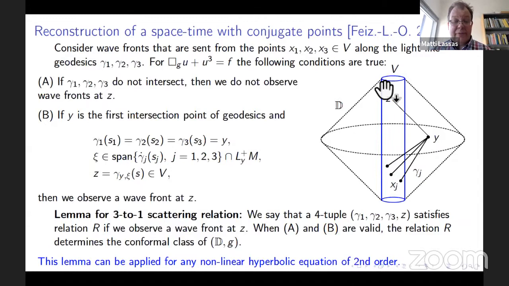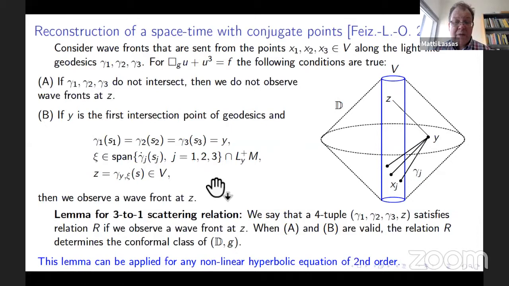Then there is a result that follows very much the microlocal theory, how singularities interact. If the geodesics intersect at point y, let s1, s2, s3 be the parameters where the intersection happens. Let's assume that xi is a vector in the span of the velocity vectors of these geodesics at the intersection point, and also that it is light-like. Then if you go from point y in direction xi along the geodesic, and we return back to the observation domain V, say that we come to point z, then it holds that we observe a wavefront in z. So when we send three wavefronts along these geodesics, they interact here, produce a wavefront, and it's observed in z. This holds for this model equation, but I believe it holds for very, very different types of wave equations.